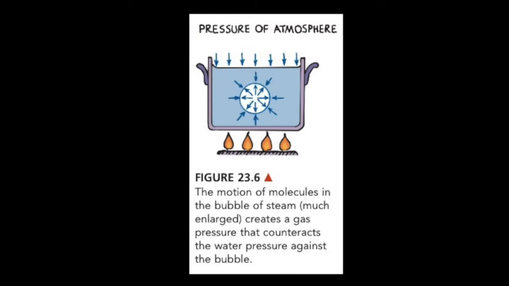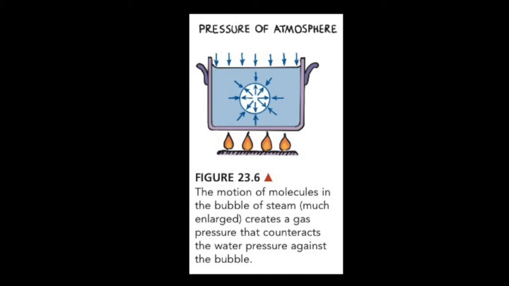This is actually a very, very important and dynamic picture. It says the motion of molecules in the bubble of steam, much enlarged, creates a gas pressure that counteracts the water pressure against the bubble. Now, let's look at this a little bit more closely. For the bubble to form, the vapor pressure inside that bubble has to be greater than or at least equal to the hydrostatic pressure outside the bubble. The hydrostatic pressure is the atmospheric pressure plus the pressure from the liquid.